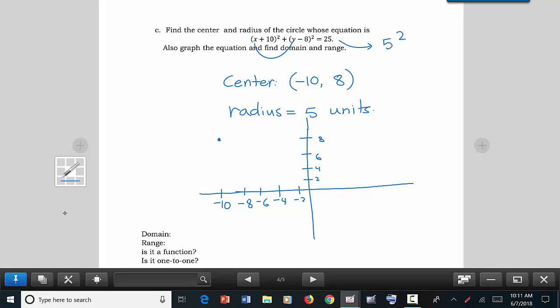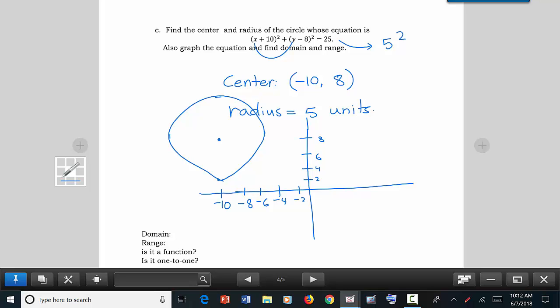So it goes 5 units in every direction. If we go 5 units down, we will hit 3. If we go 5 units up, we will hit 13. If we go 5 units left, we will hit negative 15. If we go 5 units right, we will get negative 5, somewhere here. So let's make the circle. It's not a perfect circle, but let's consider this a circle.